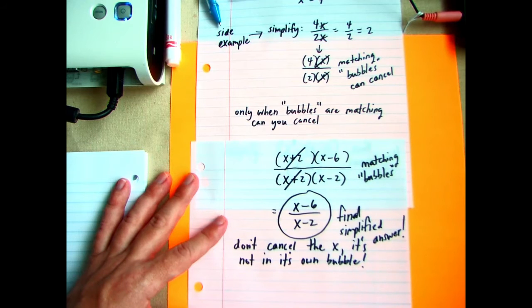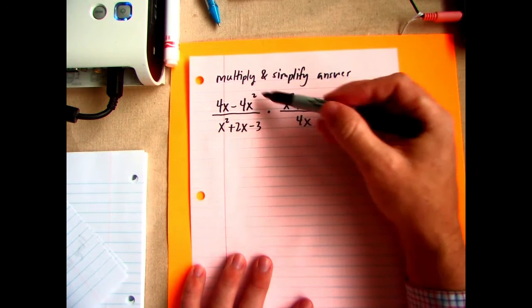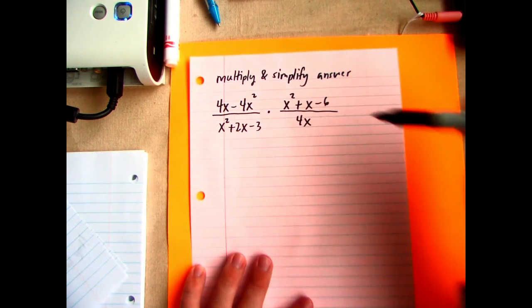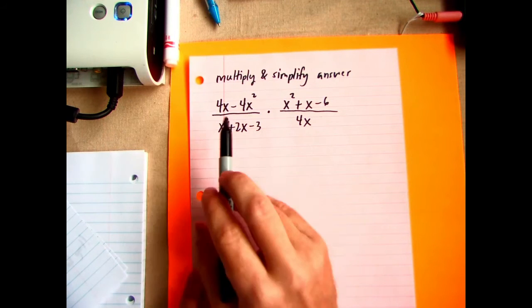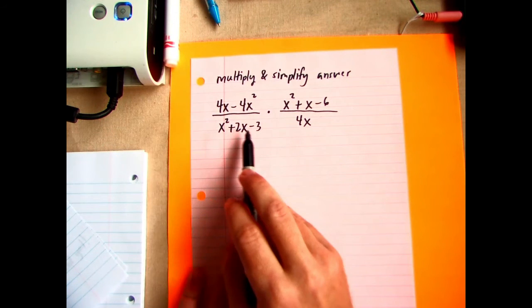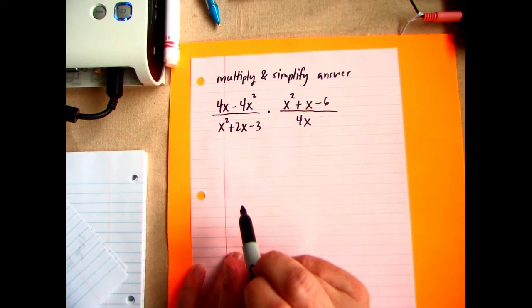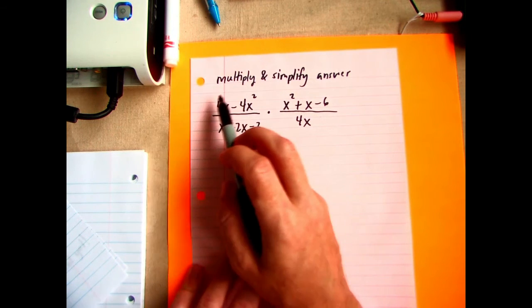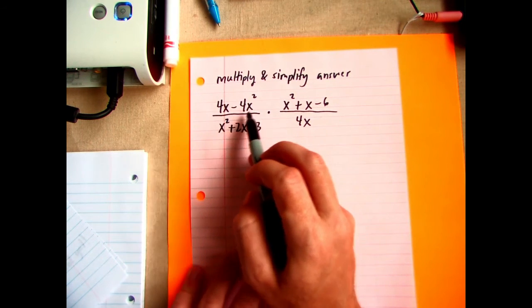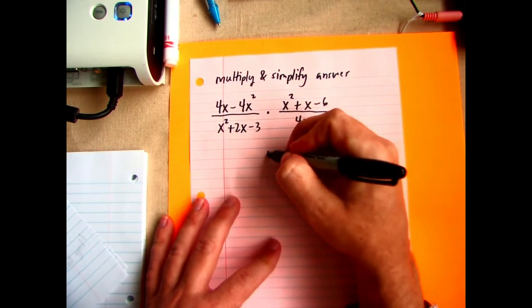Alright, so I'm just going to do a few examples here to get through this lesson. Here's an example. Multiply and simplify your answer. So just like we were multiplying fractions before, we're going to multiply across. So I'm going to multiply across the numerators. I'm going to multiply across the denominators. And in the meantime, I'm also going to factor it to create some bubbles.